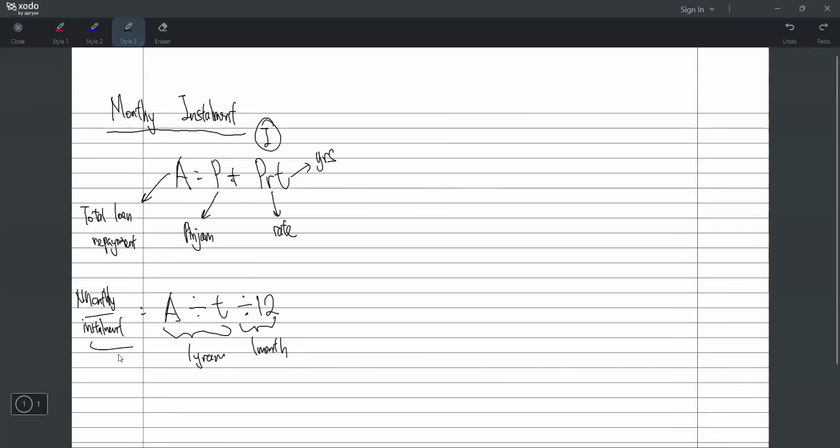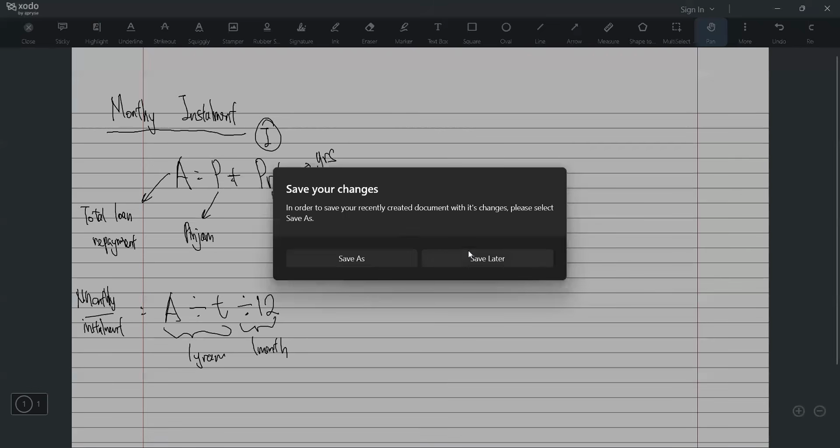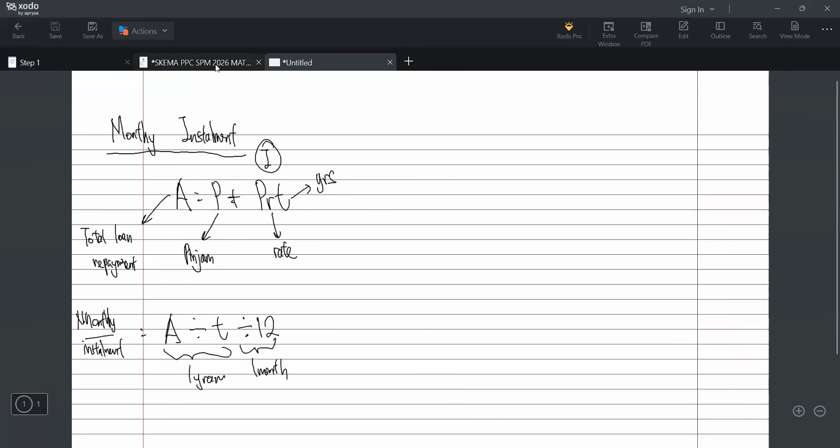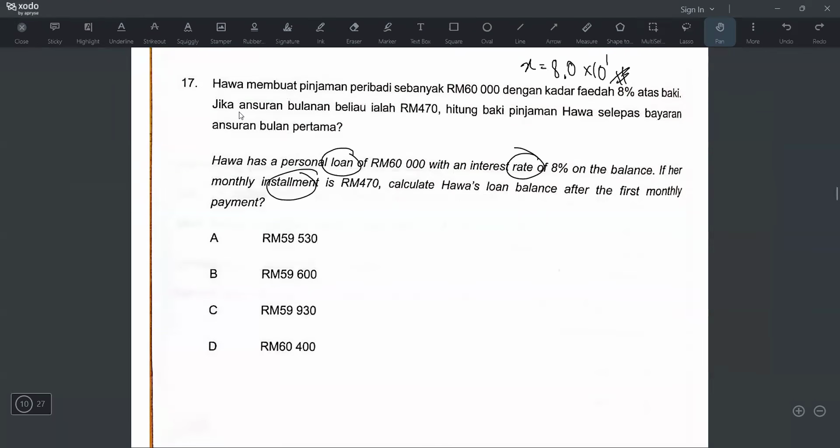Because you're trying to find the monthly installment. Alright, this is how you do all monthly installment questions. But for this question, there's a word here that I want you to highlight. So I'm going to read the whole question first.